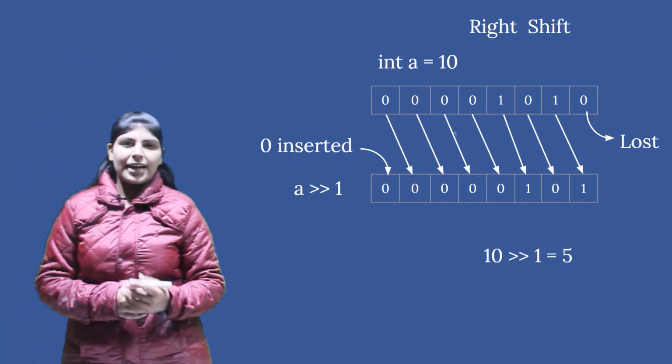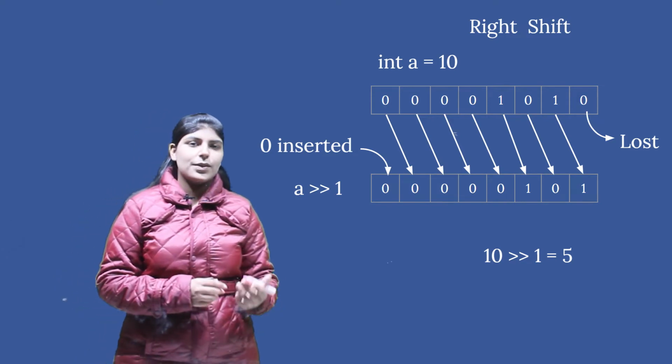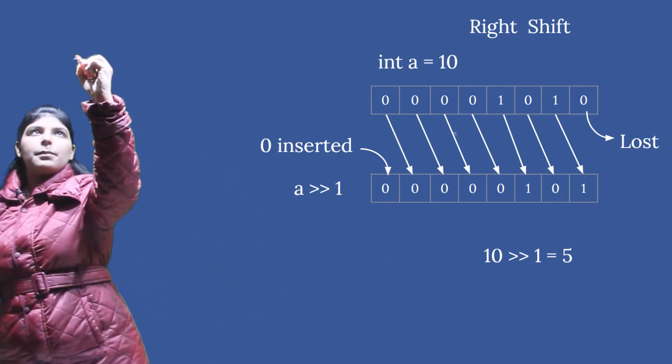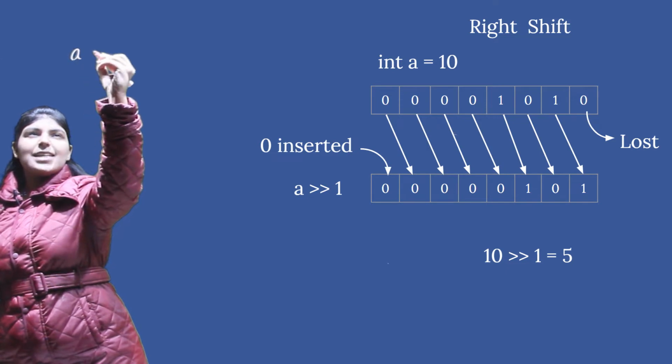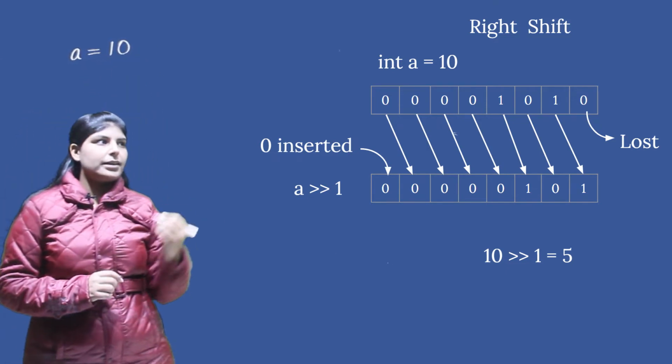Next we'll see the right shift operator. It shifts all the bits to the right. So now let us understand this with the help of an example. A is equal to 10. So I can write it in binary like this.